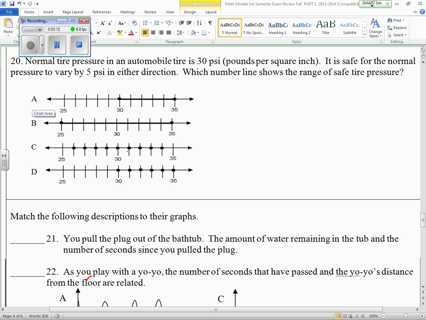Normal tire pressure in an automobile tire is 30 psi. It is safe for the normal pressure to vary by 5 psi in either direction. Which number line shows the range for safe tire pressure? So if 30 is recommended, but it's safe 5 up or 5 down, 5 higher or 5 lower, what's the range for safe? Subtract 5, you get what? Add 5, you get what? So it's safe anywhere in between there.